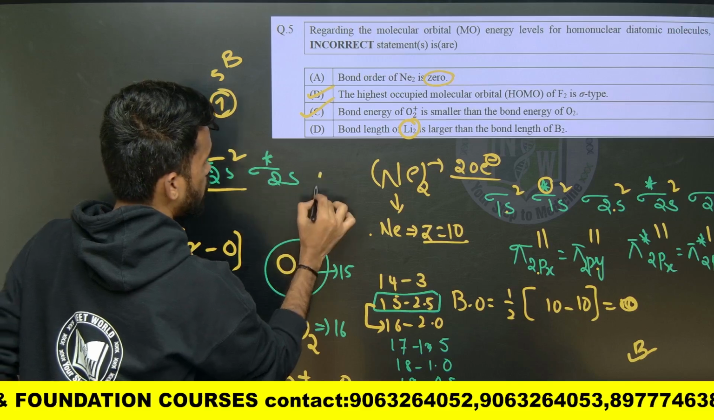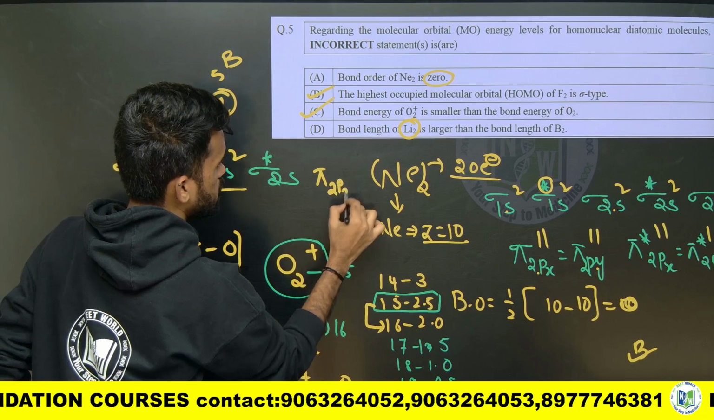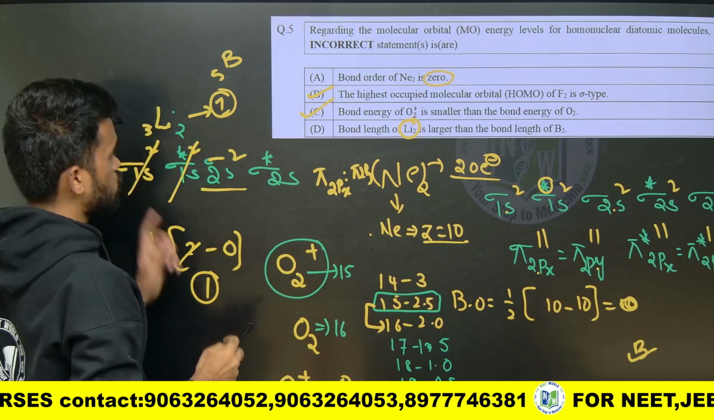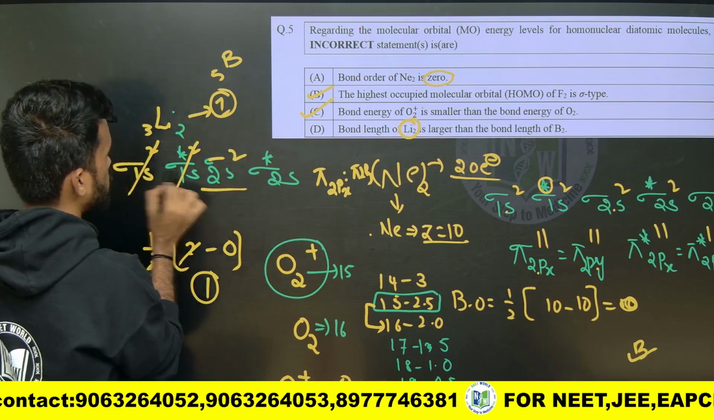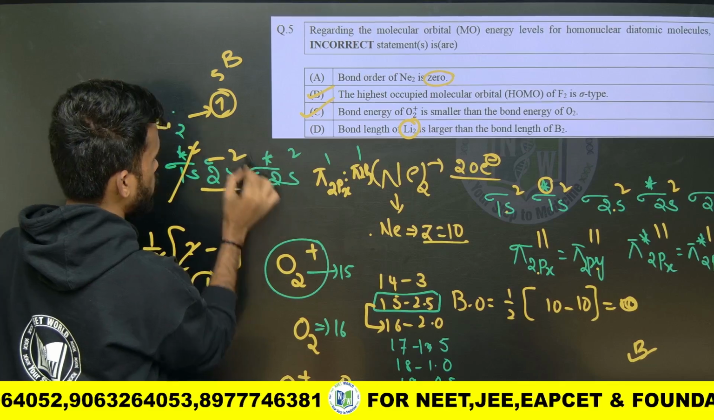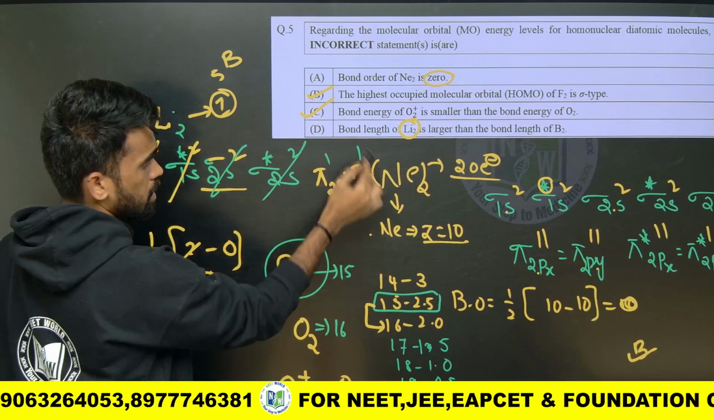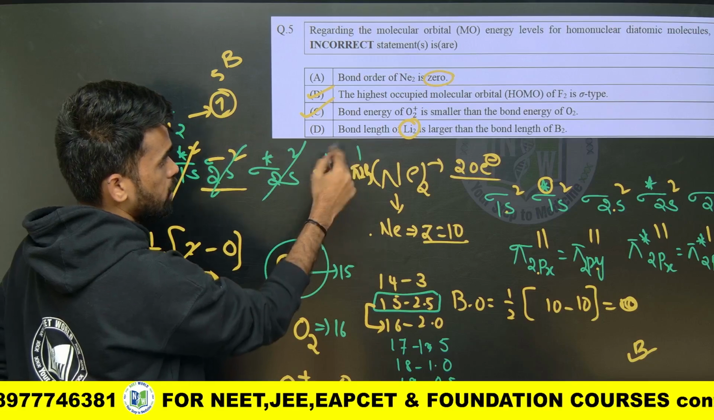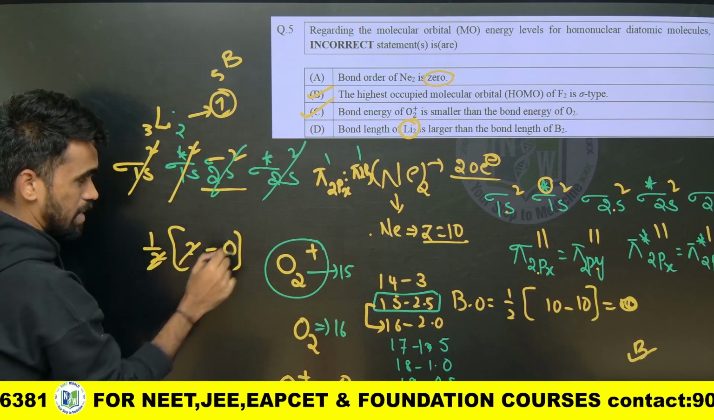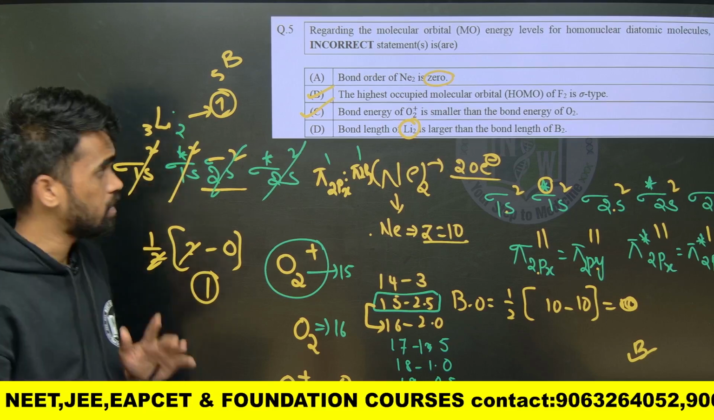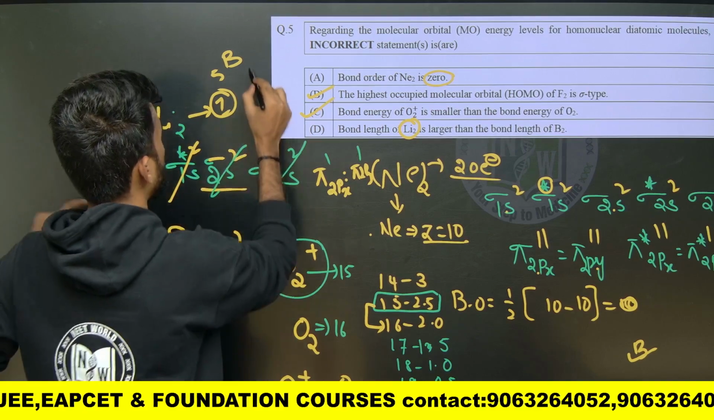After this we have pi 2p x equals pi 2p y, this is the orbital we know. So 10 electrons means 2, 4, 6, 8, 9, 10. See, this is anti-bonding, so this is also cancelled. We have 2 electrons in pi bonding, means again bonding 2 electrons, anti-bonding 0. So bond order again 1. Hope it is clear. So bond order 1 for both B2 and Li2.